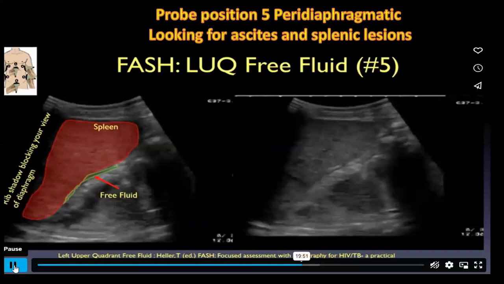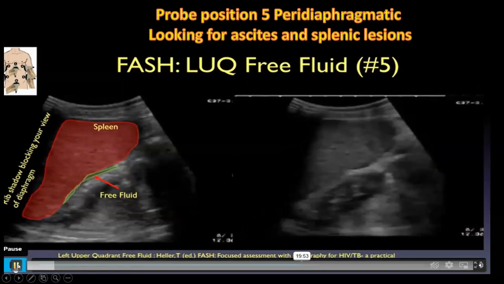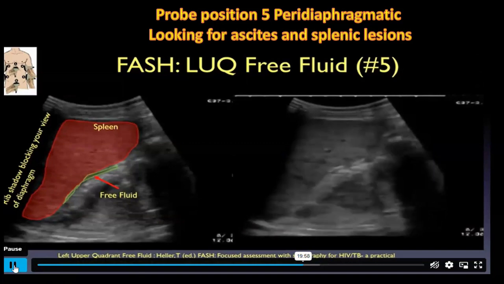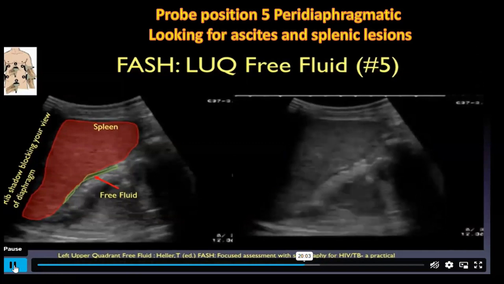All right, and then moving on to 5. So now we're going to look for ascites and splenic lesions. Mirroring what we did on the right, we now do it on the left. So we're going to look between the spleen and the kidney, and then also look throughout the spleen for the splenic lesions. Pathological is when free fluid collects in the splenorenal pouch and is visible as an anechoic black fluid.